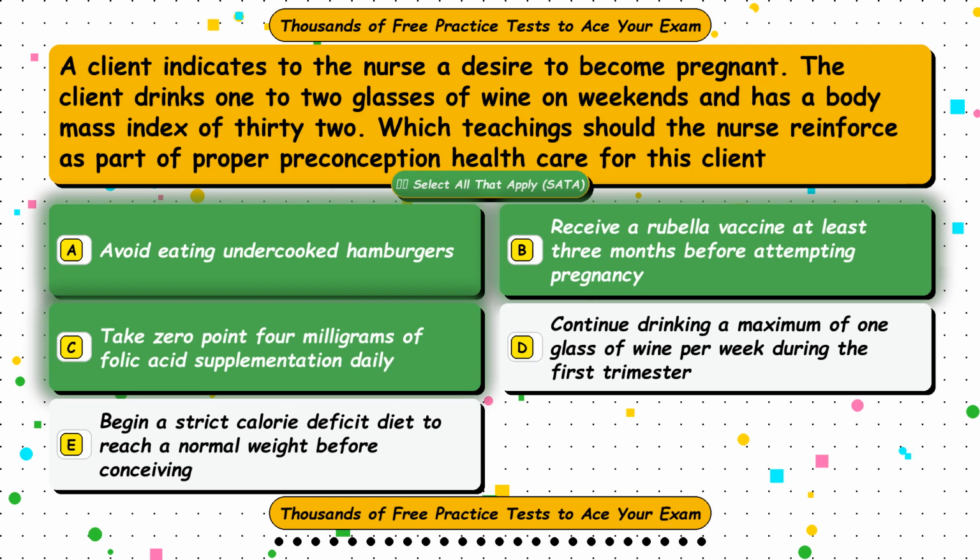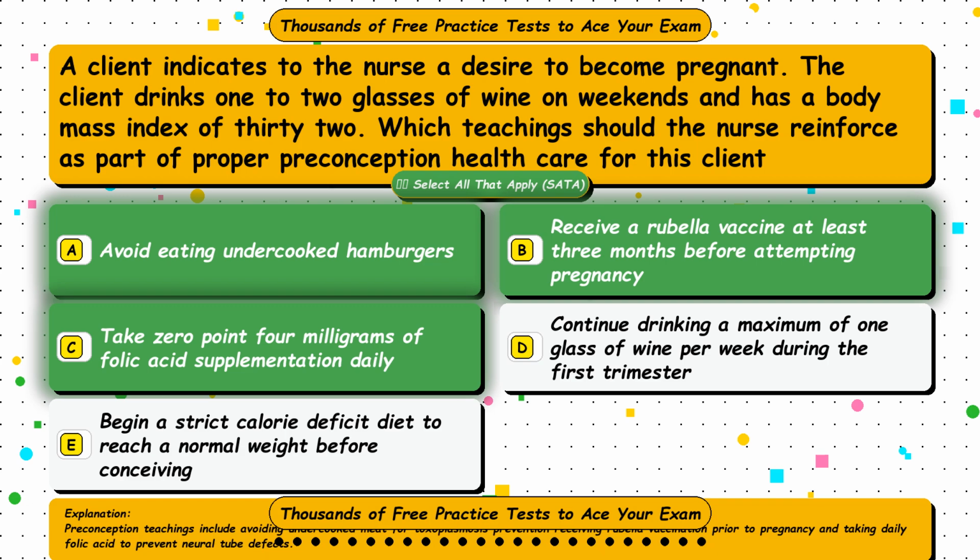The correct answers are options A and B and C. Avoid eating undercooked hamburgers. Receive a rubella vaccine at least 3 months before attempting pregnancy. Take 0.4 mg of folic acid supplementation daily. Preconception teachings include avoiding undercooked meat for toxoplasmosis prevention, receiving rubella vaccination prior to pregnancy, and taking daily folic acid to prevent neural tube defects.